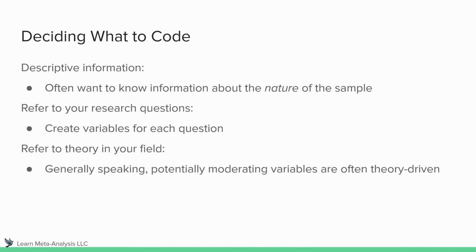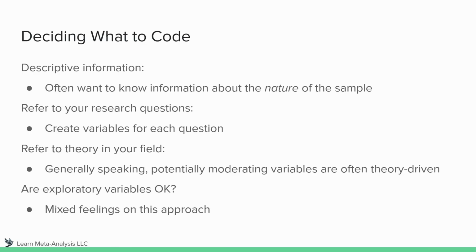Next, we should look at the theory in our field. Generally speaking, if we're conducting a meta-analysis, for example, or even a systematic review, things that might moderate the effects tend to need to be theory-driven, at least in my area of work. We generally want to see theory-driven variables that are potential moderators or things that we're examining to see if they moderate the effects. So one question that I get asked frequently is, are exploratory variables okay? And personally, I have mixed feelings on this approach.